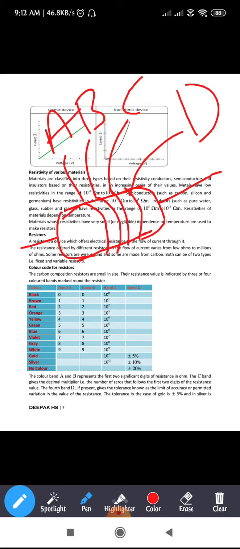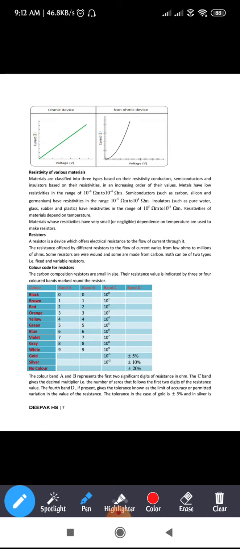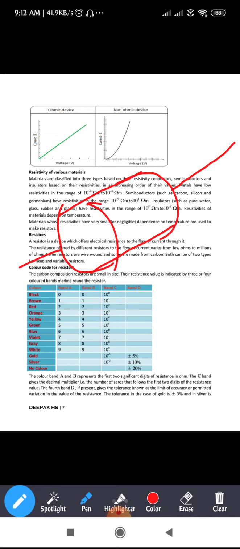So first of all, let us take band A. Just go through the table. Let us make it simpler here.